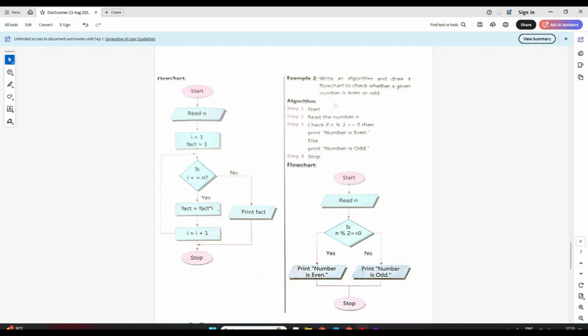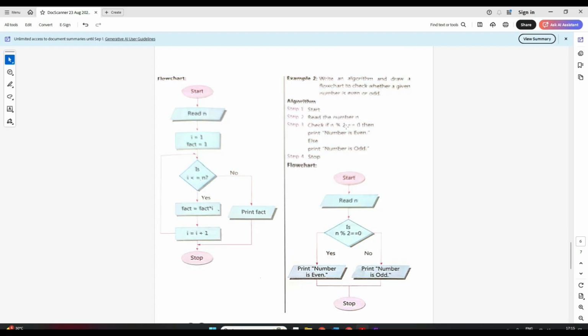I think this is very simple. You just need to find out whether a given number is odd or even. So I'll read a number from the user in n, suppose. Now I'll check if n mod 2. See, this is a sign we use to find the remainder. So if I write n mod 2, it will give me the remainder when you divide n by 2, okay? So we use this sign.